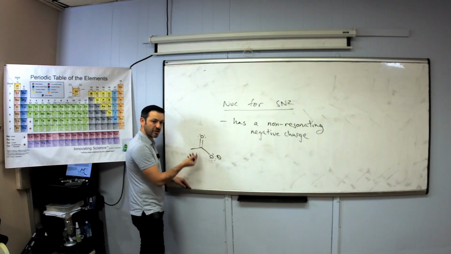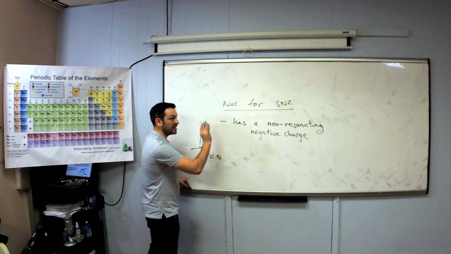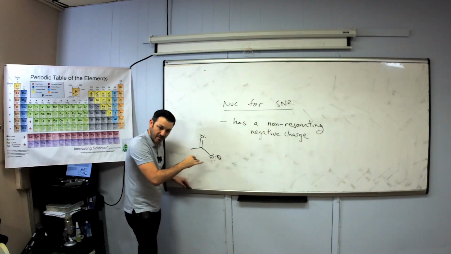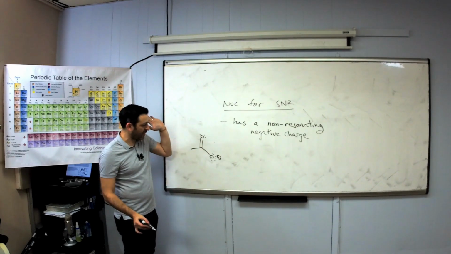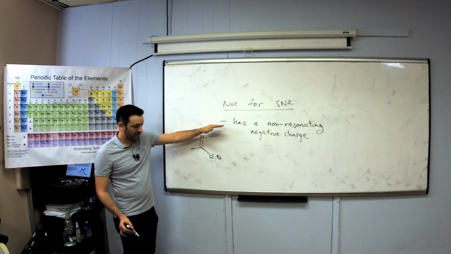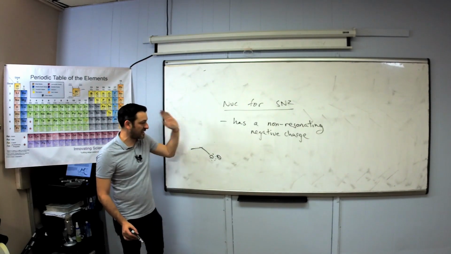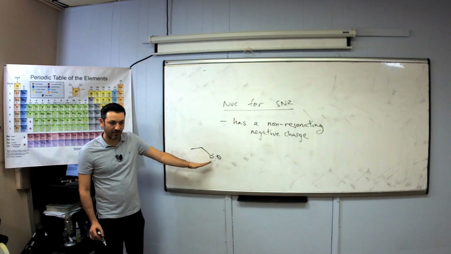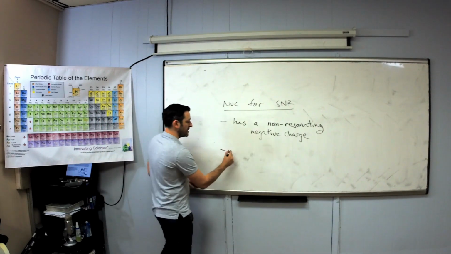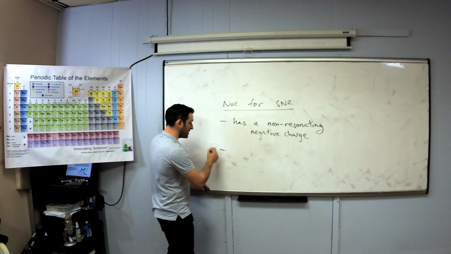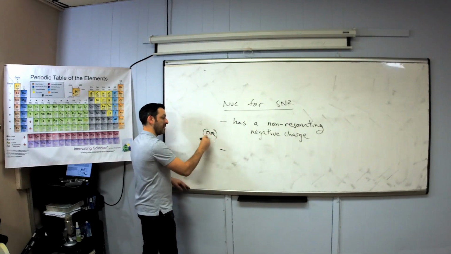That negative charge has resonance. So that doesn't mean it's not a nuc for SN2. It could still be a nuc for SN2. We just need to check the second thing. Right now, it's not a nuc for SN2 because of the first criteria. If I didn't have this, it doesn't have to check anything. It's automatically a nuc for SN2. Do you see this? What's the second thing? The second thing, and this is or, could be either.